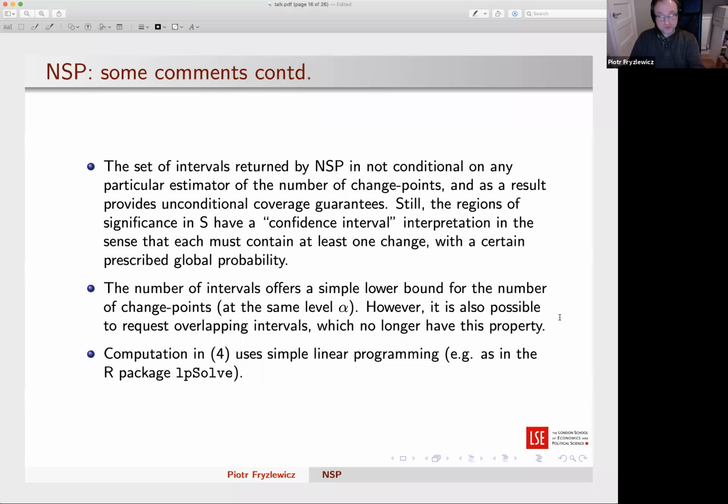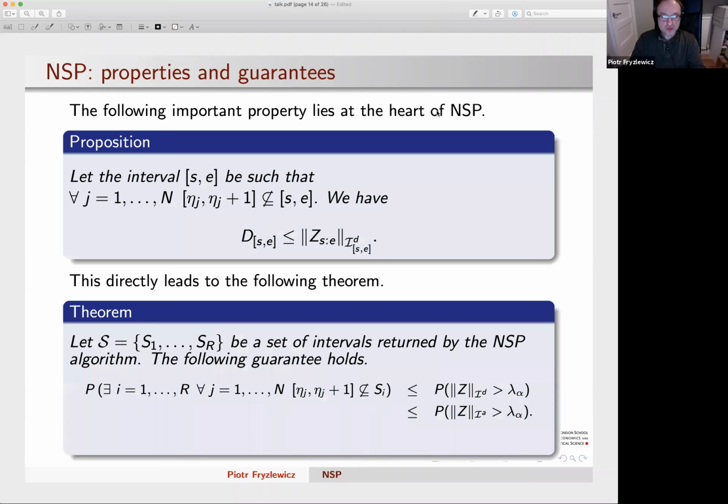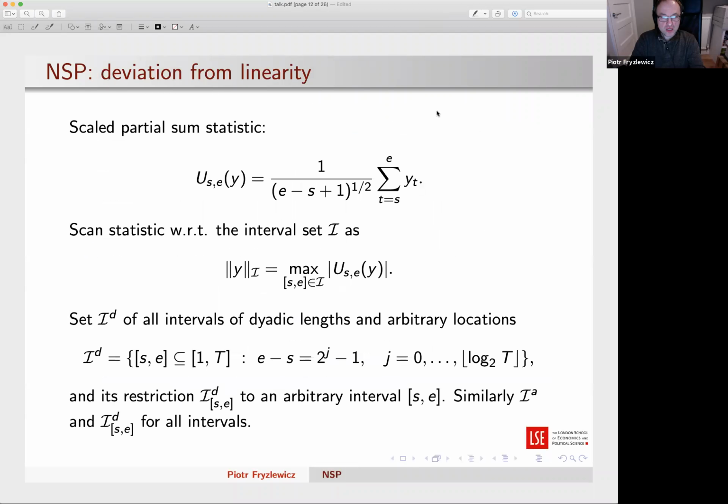And sorry for the interruption. May I ask a question about the notation? Could you clarify again, what is the difference between the definitions of the two sets of intervals? One is I subscript D, one is I superscript A. Yes, thank you for the question. I superscript A is all subintervals of interval SE.